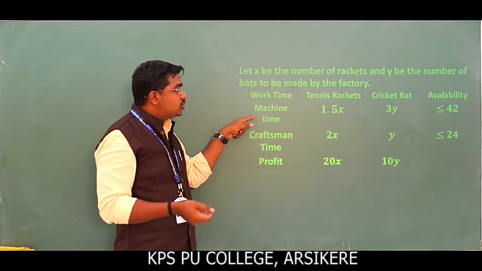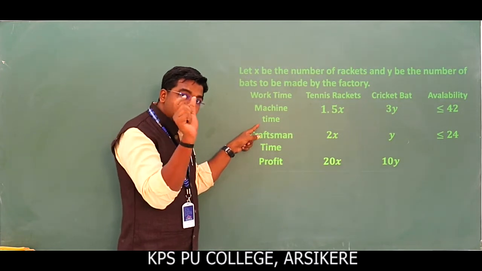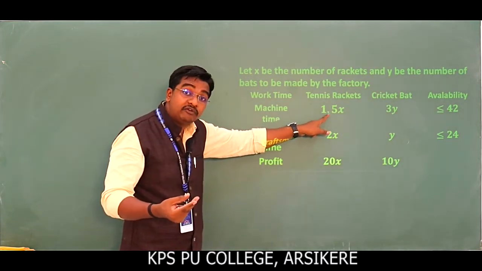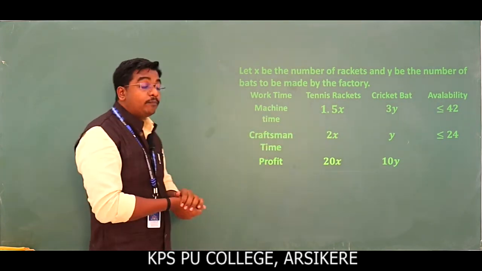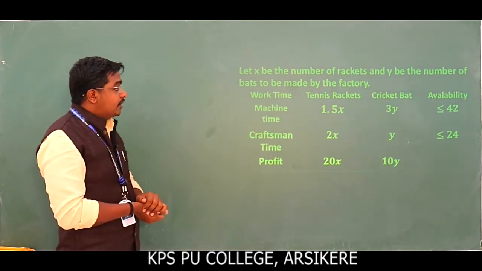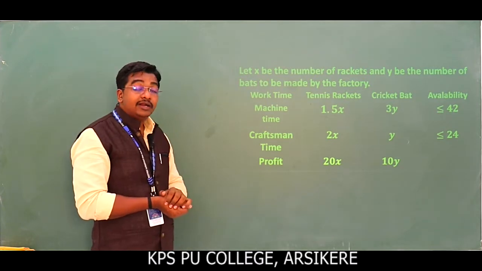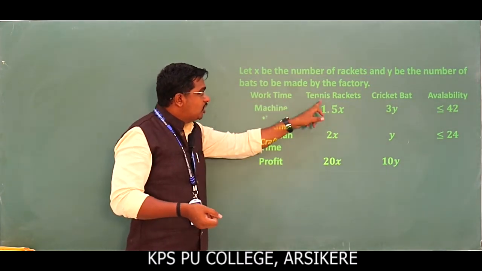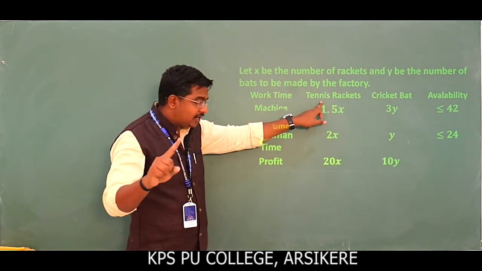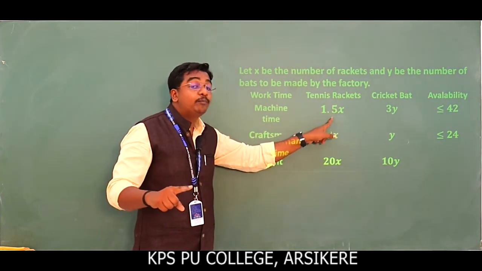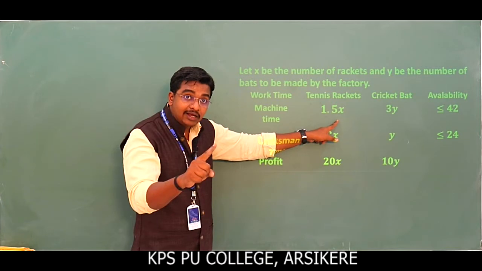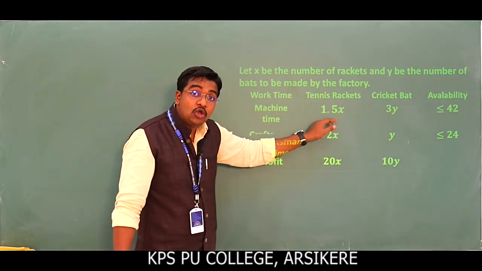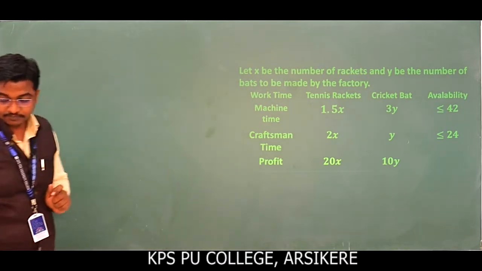Observe. One tennis racket takes 1.5 hours. For 2 rackets, 1.5 into 2. Similarly for x rackets, 1.5 into x. For the machine time for the cricket bat, 3y. To make one tennis racket, machine time is 1.5 hours. For 2 rackets, 1.5 into 2. Similarly for x number of rackets, 1.5 into x.